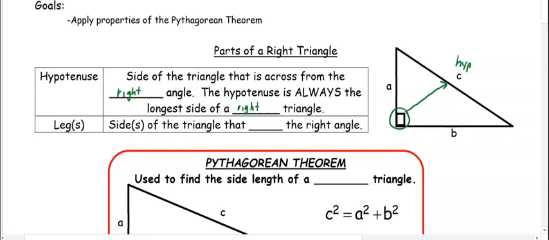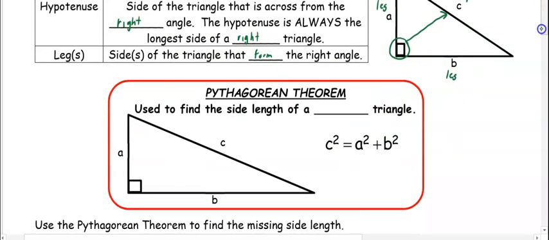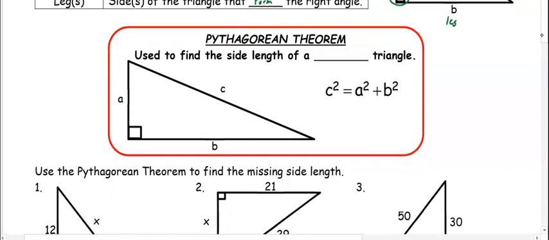be the largest side. The legs then are the sides that form the right angle, so we always have two legs. We can use Pythagorean theorem to find the side length of a right triangle. So Pythagorean theorem only works in right triangles.